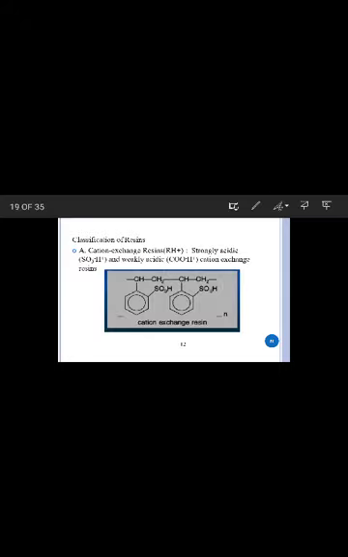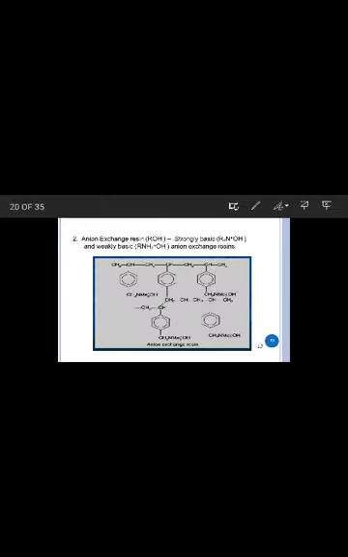As I have said earlier, the resins are classified into two types. One is the cation exchange resins, which are strongly acidic and weakly acidic cation exchange resins. And the second type is the anion exchange resins. They are strongly basic and weakly basic anion exchange resins.